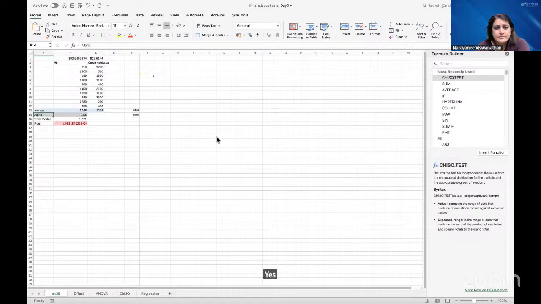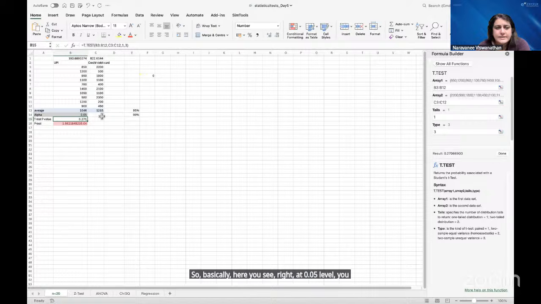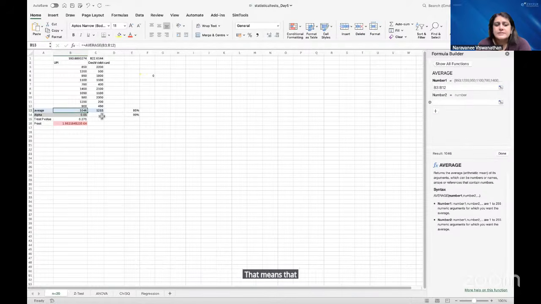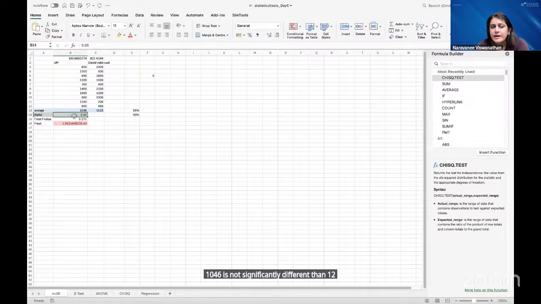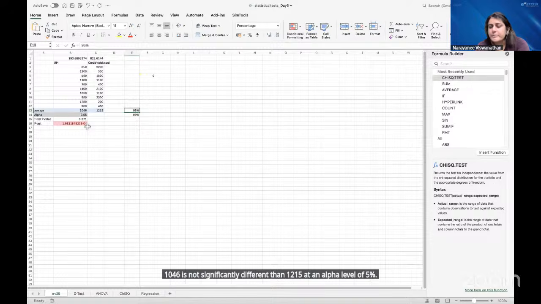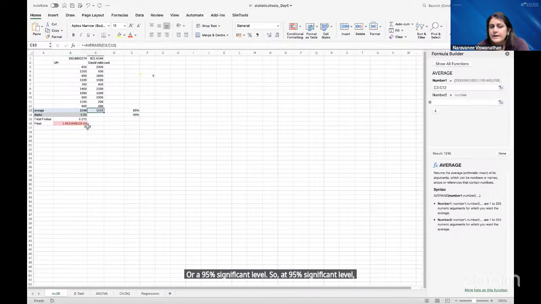Yes. Alpha is a number we fix. Clear? It's a significance level. So basically, here you see, at the 0.05 level, you find that the t-test value is greater than this. That means that this 1046 is not significantly different from 1215 at an alpha level of 5%, or a 95% significance level.